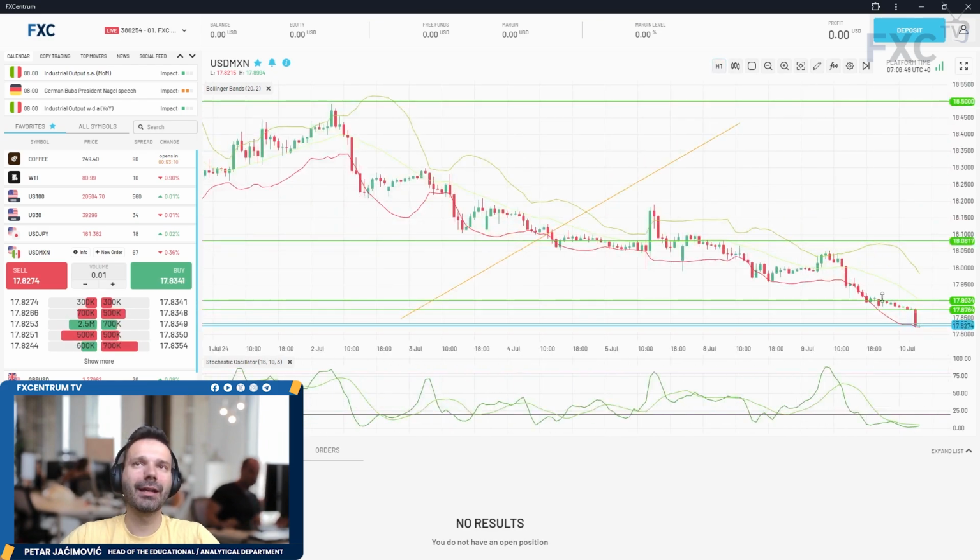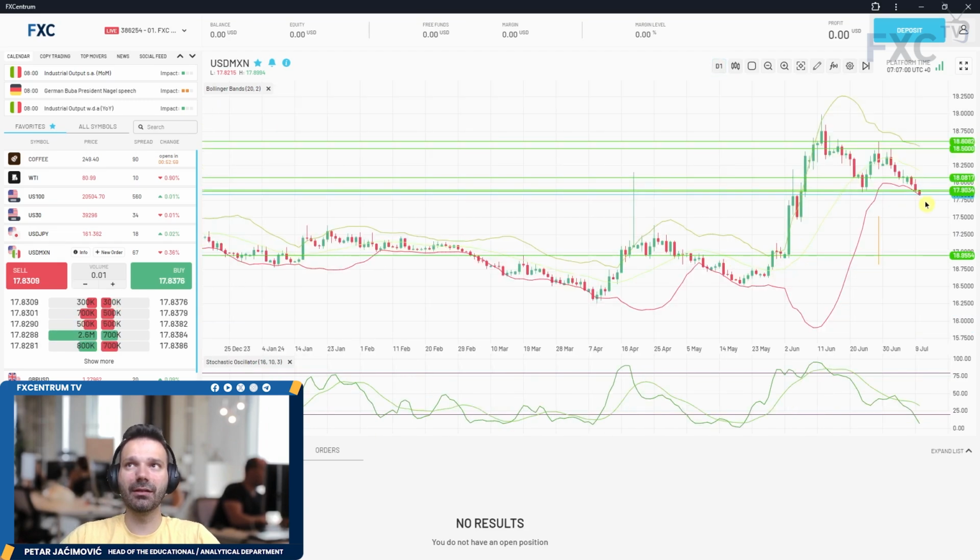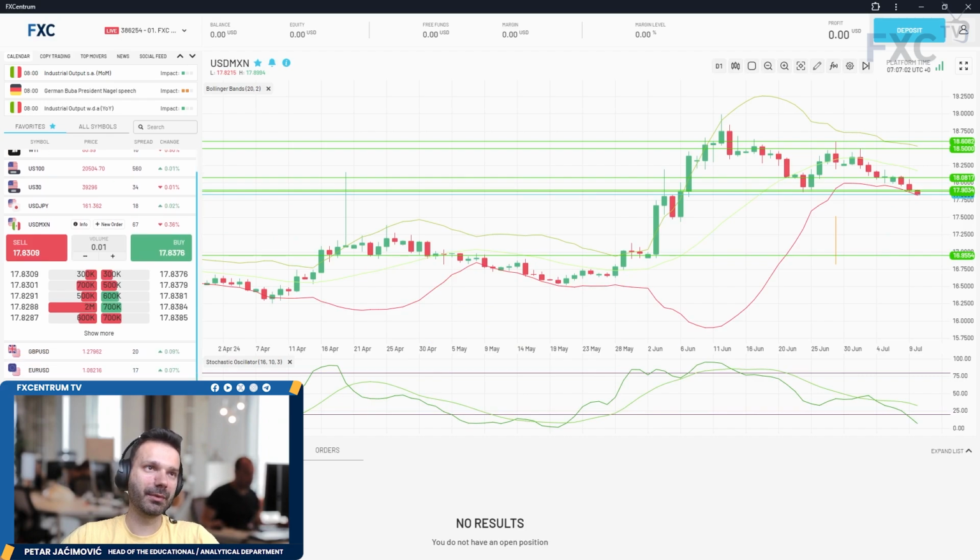So far, I don't see that sign of strength. There was one attempt here, which the sellers absorbed. Here there was just a natural rally and a downside continuation. So that's the support at this point on the dollar Mexican peso.